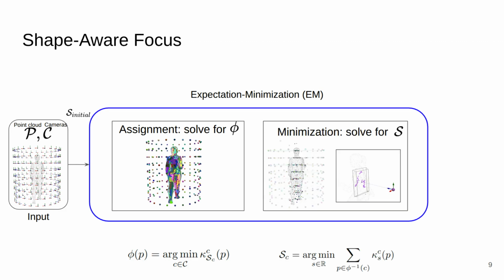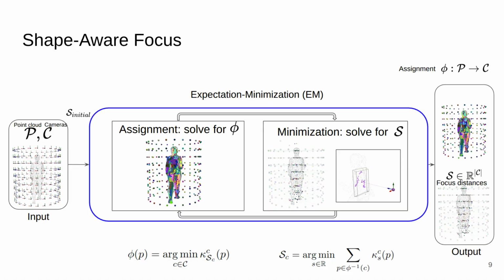The second step is the minimization step. Now, given the assignment, we would like to solve for focus distances for all the cameras that minimize the total focus distance cost. We iterate this process until convergence, or until the maximum iterations is met. Finally, we have output for 2 things. First, the assignment function. For each point, we know the camera that the point is assigned to. Second, the focus distances for all the cameras.